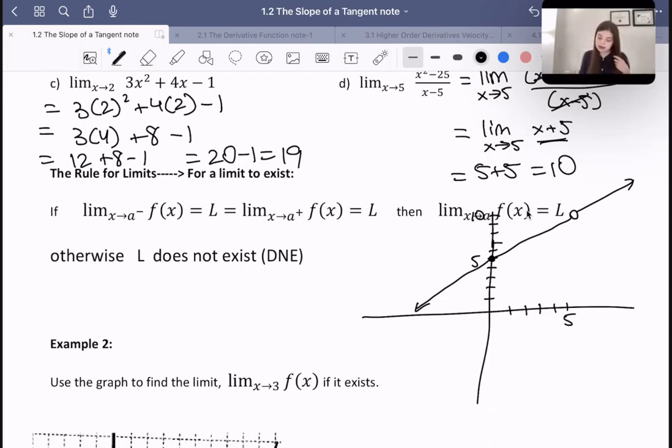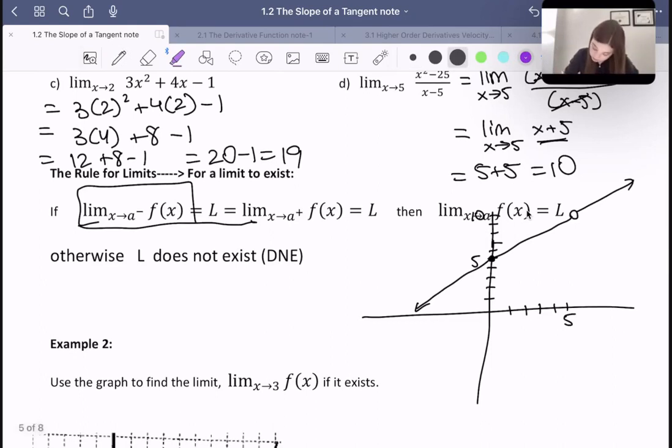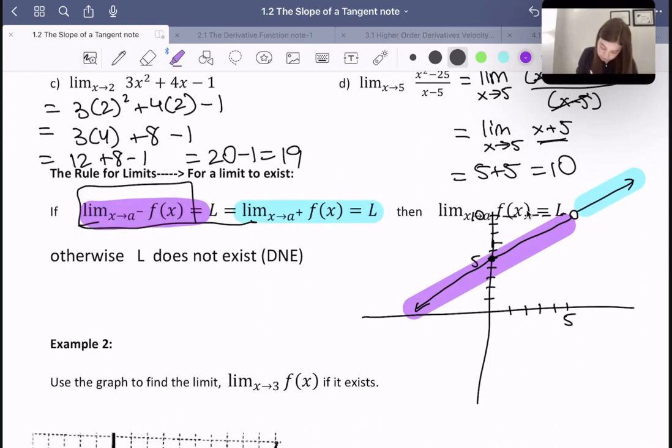So the limit as x approaches 10 from the left, the left-hand limit, let's see what that is. If I go from the left to the right, we stop right around here, and it's approaching 10, right? And now let's say we come from the right going towards the left, which is this limit here. Same thing. We're approaching 10, right? So from both sides, the limit is 10. Therefore, the limit exists and the limit is also 10.